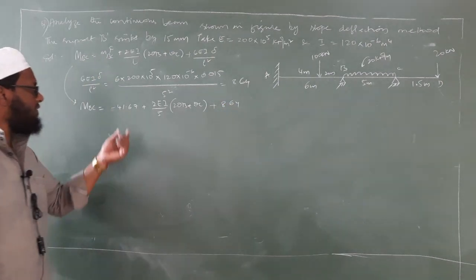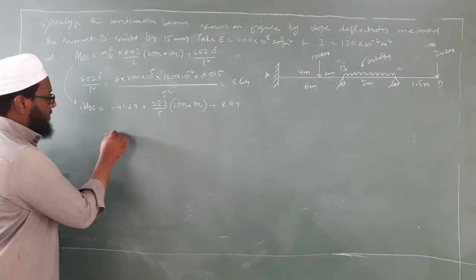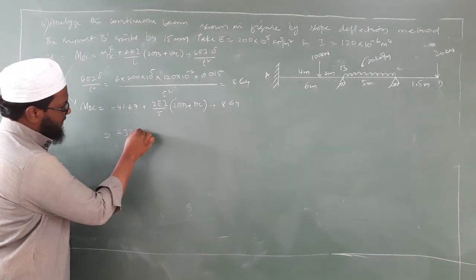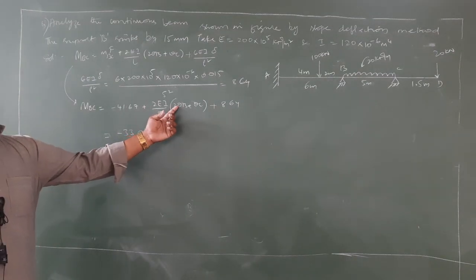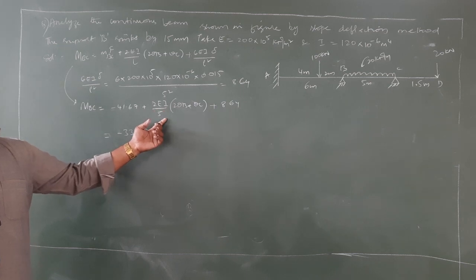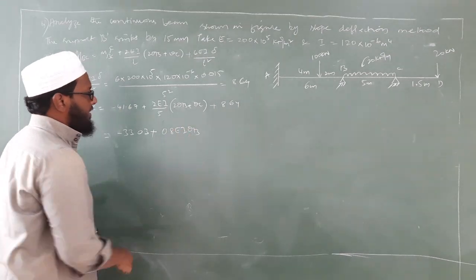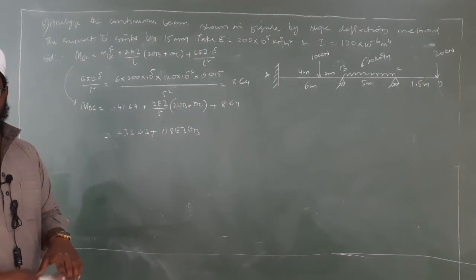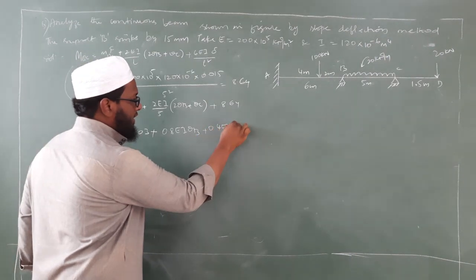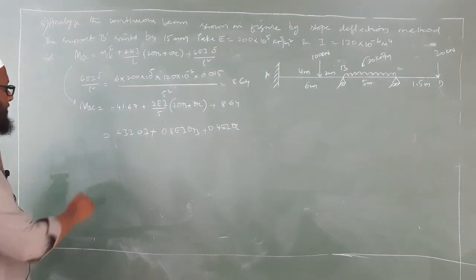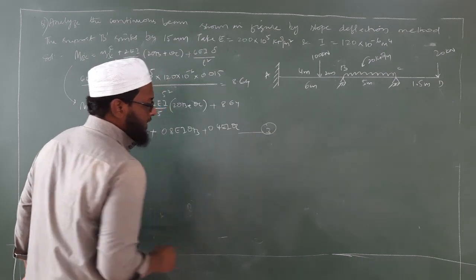8.64. Now solve this one, 41.67 plus 8.64 minus 33.03 plus 2 2s are 4, 4 by 5, 0.8 EI theta B. Then 2 1s are 2, 2 by 5, plus 0.4 EI theta C. Okay, this is MBC, equation number 3, right?